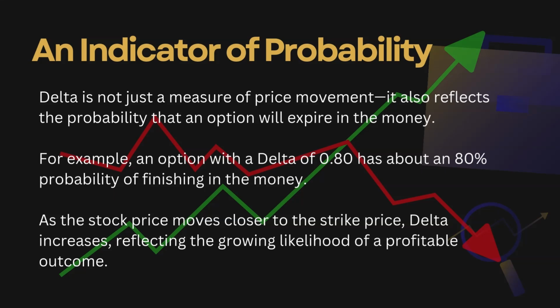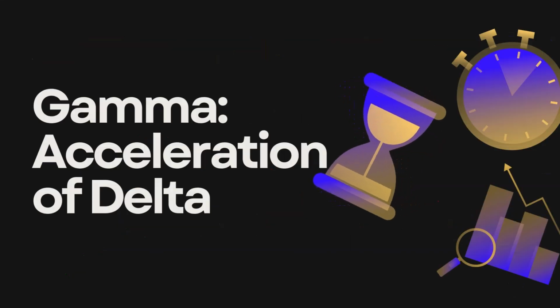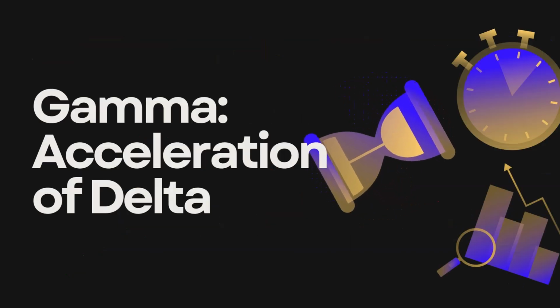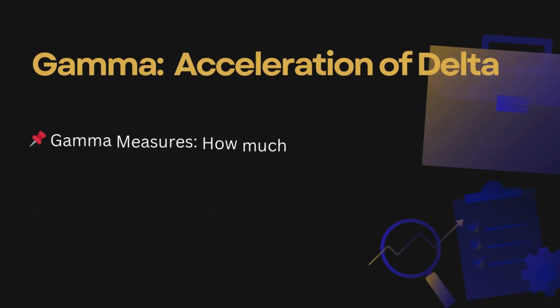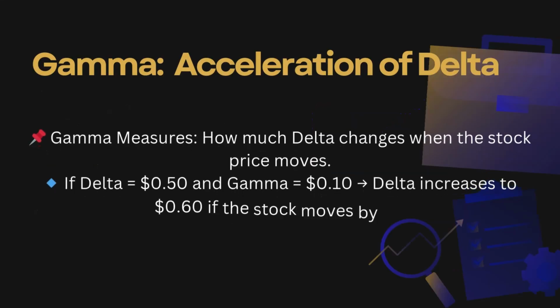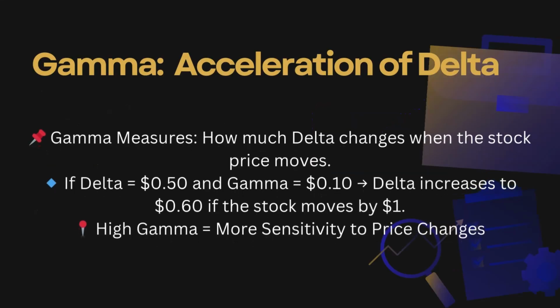Gamma, the acceleration of delta. Gamma measures how much delta changes for every $1 move in the stock price. If a call option has a delta of 50 cents and a gamma of 10 cents, a $1 move in the stock price will increase delta to 60 cents. Gamma is highest for at-the-money options and decreases for deep-in-the-money or out-of-the-money options.